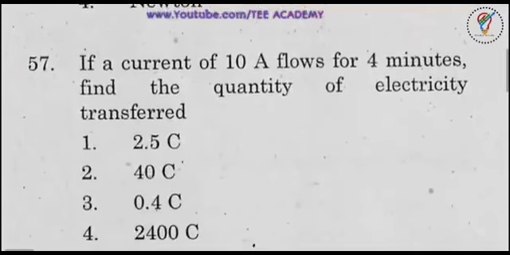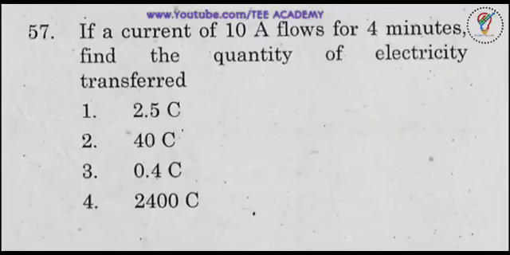It is the 57th question in this part 3. If a current of 10 amperes flows for 4 minutes, find the quantity of electricity transferred. As you see, the options are all in coulombs, C for charge, not current, remember. The question itself is a little bit tricky, but you have to see the options here. All the options are in coulombs.